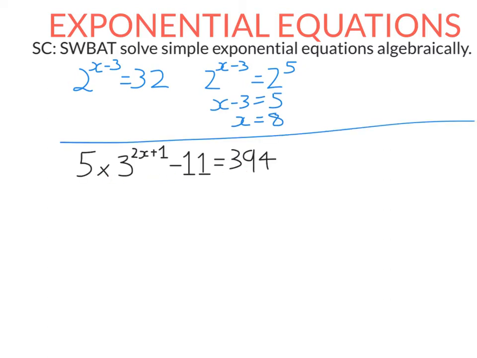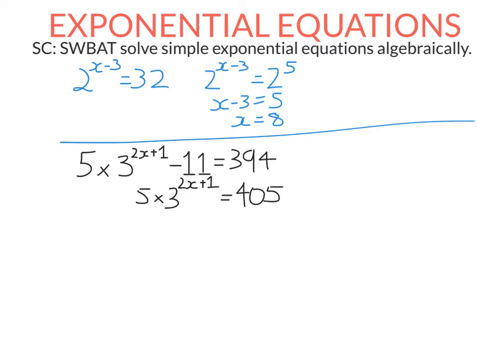So this equation here is a little more complicated because there are more operations. So it's the same process that we use for linear equations. We want to undo everything that's been done to x, but in the opposite order to BIDMAS. So BIDMAS says brackets and then indices. So what we've done here is 3 has been raised to this power first, then multiplied by 5, and then 11 subtracted. So when we're undoing things, we're going to undo the power last. First thing we're going to do here is add 11 to both sides. So I get 5 times 3 to the power of 2x plus 1 is equal to 405.